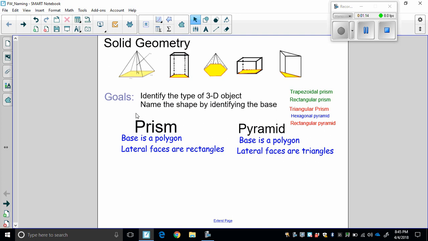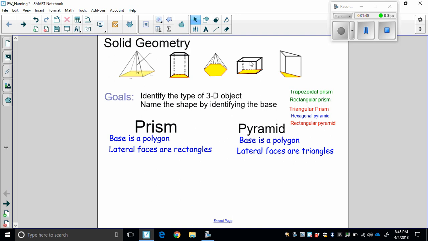And we're going to look at some specific names. So we're really going to match all of these with all of these and place them in the correct side of the paper, either as a prism or a pyramid. And so if you look at what I've written down for a prism, the base is a polygon, and the lateral faces, that means when you look around the shape, the lateral faces are rectangles.